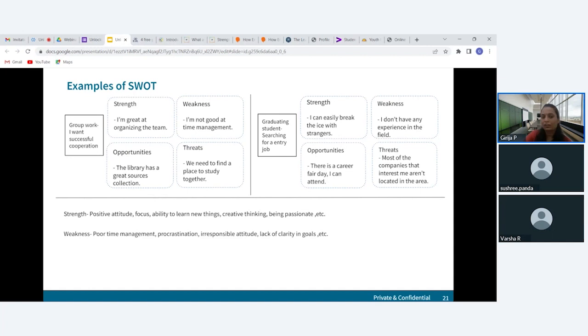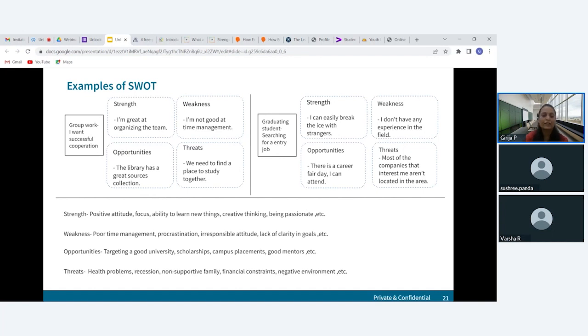Weaknesses can be your poor management, irresponsible attitude, or not having clarity about your goals. And the opportunities can be your university, your scholarship, campus placement, your good mentor, the faculties you have. And the threats can be health problems, recession, not having a supportive family, or a financial crisis. So all these can hamper your growth.